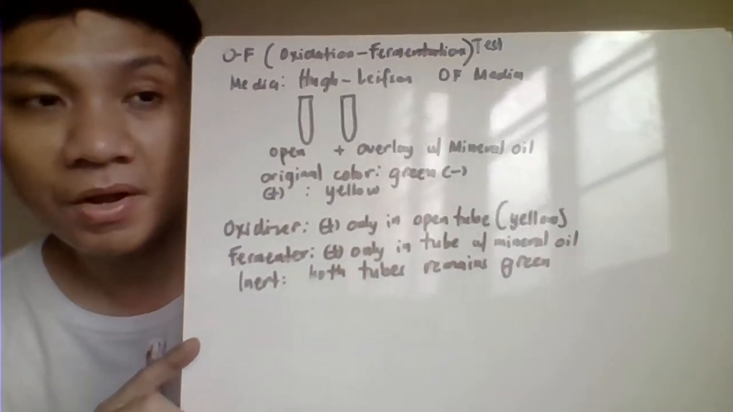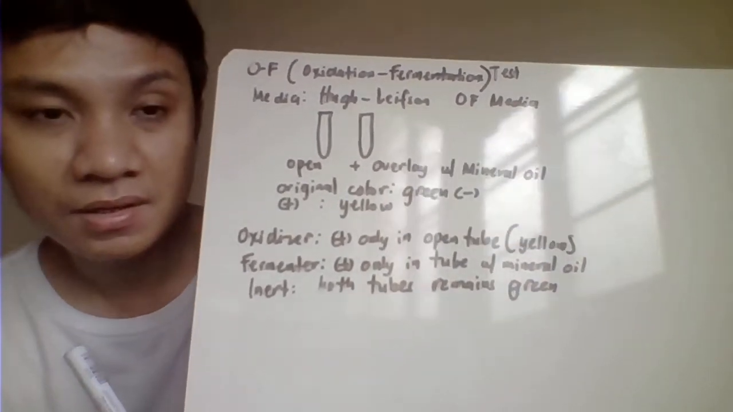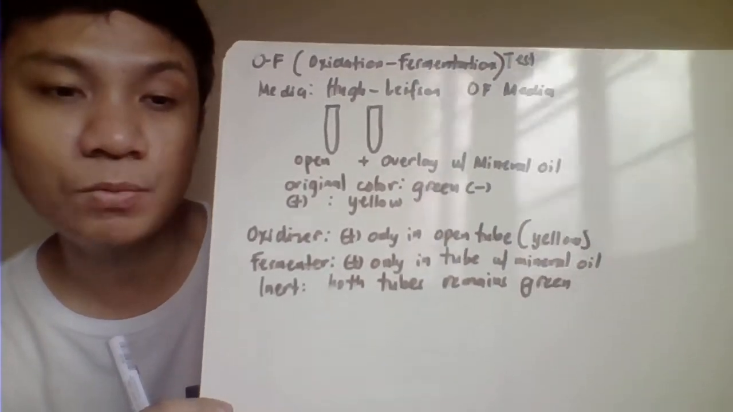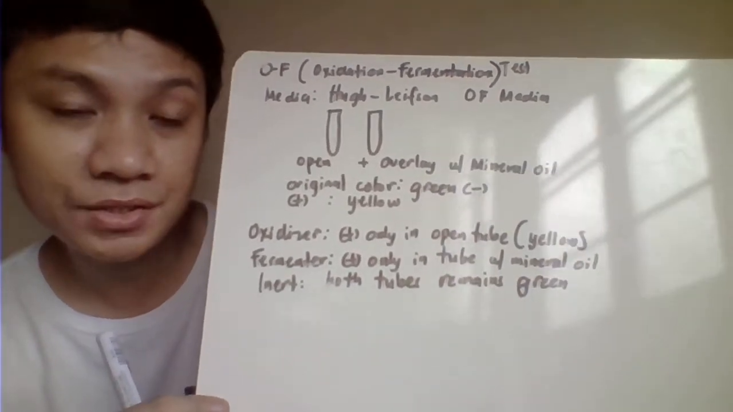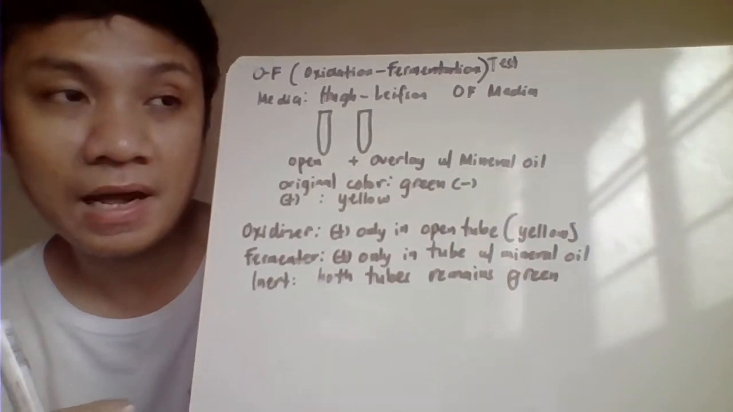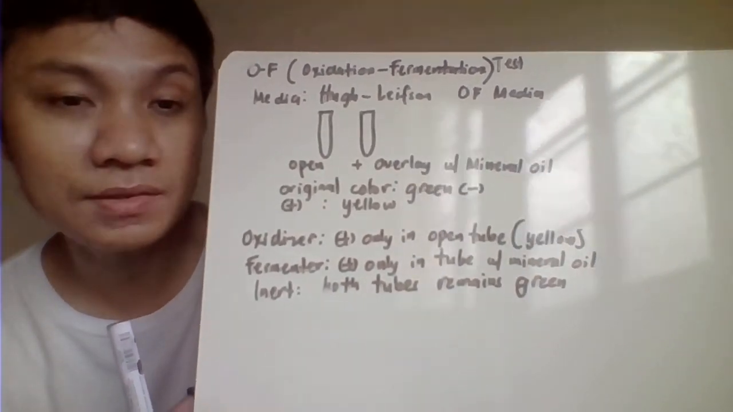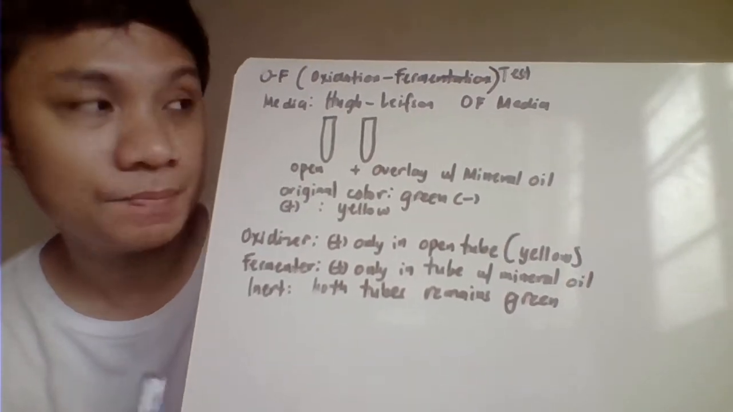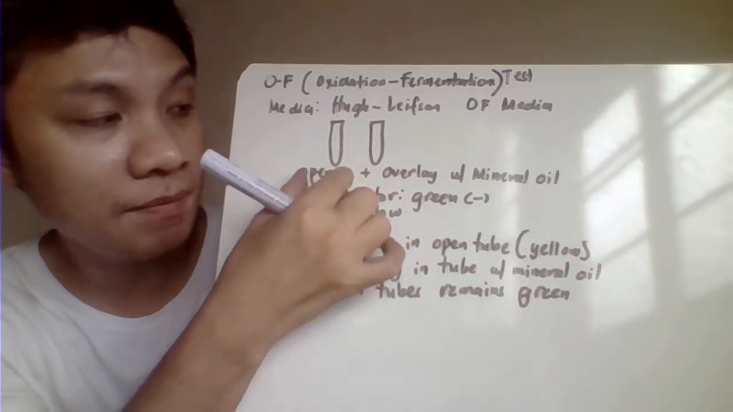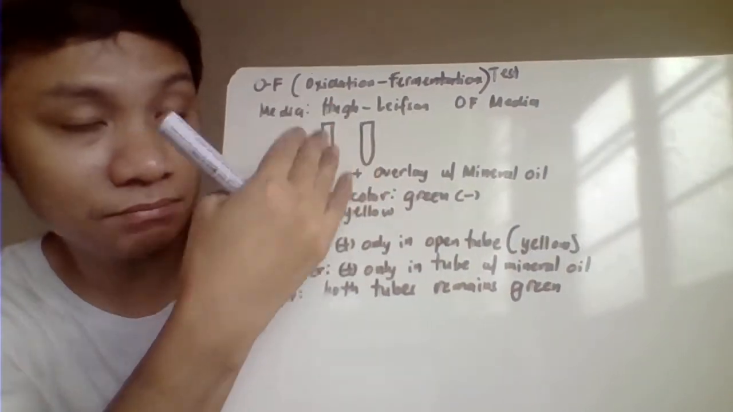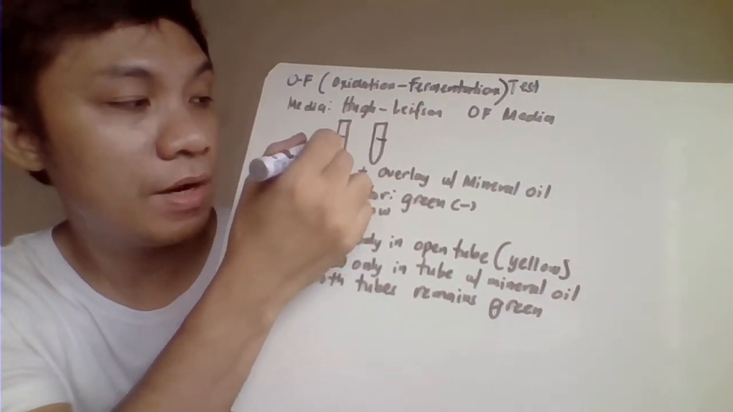Okay, another biochemical reaction here is your oxidation fermentation test. This oxidation fermentation test would be applied among our gram-negative Enterobacteriaceae and other gram-negative rods or bacilli. Your oxidation fermentation test would have two tubes. So this is your Hugh-Leifson OF medium. Dalawang tube ito, one is left open, so bukas lang siya.